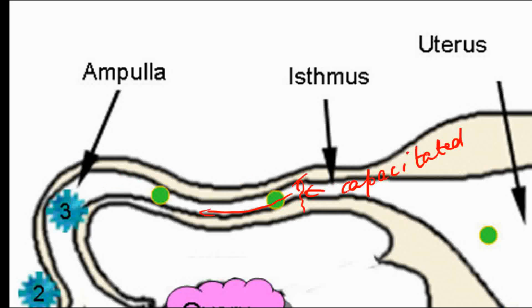Okay, then what is the significance of that attachment? By that way of attachment, it can avoid polyspermy.